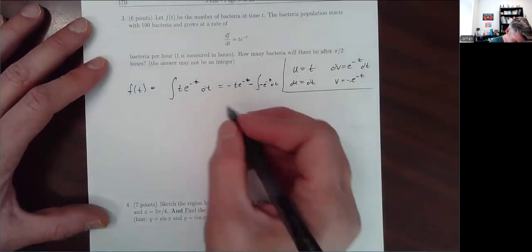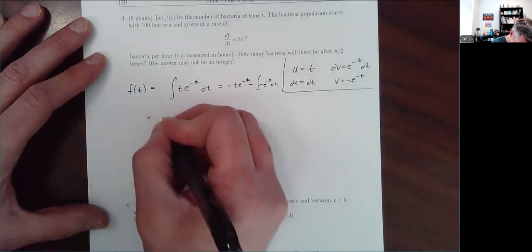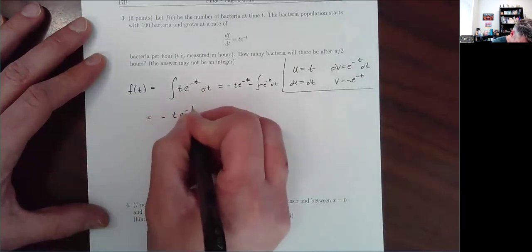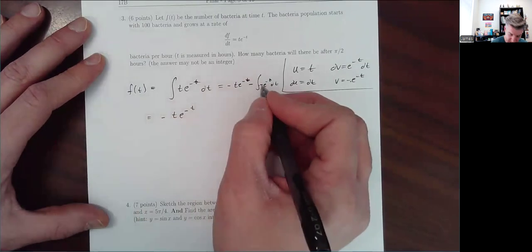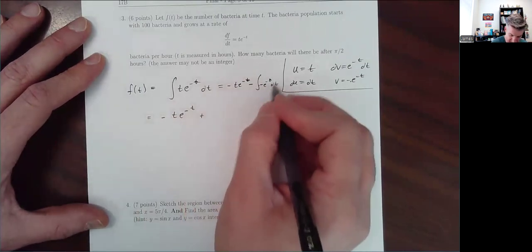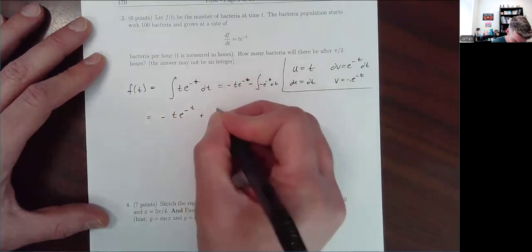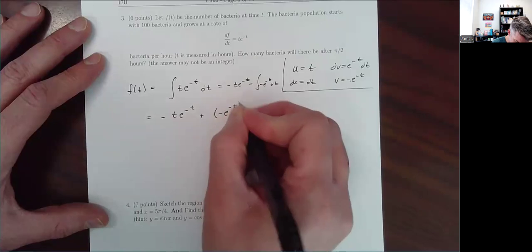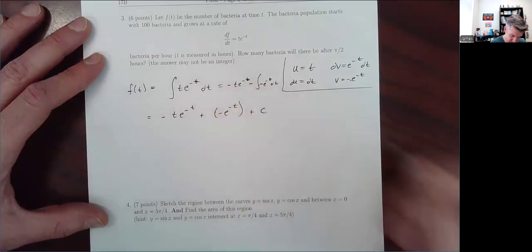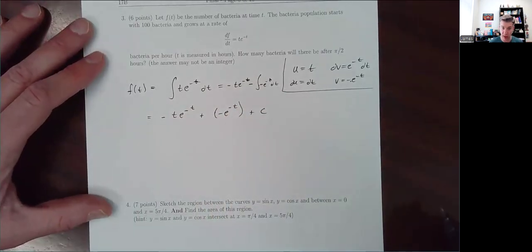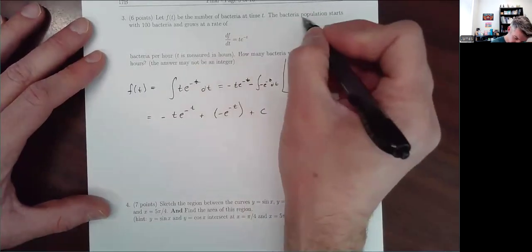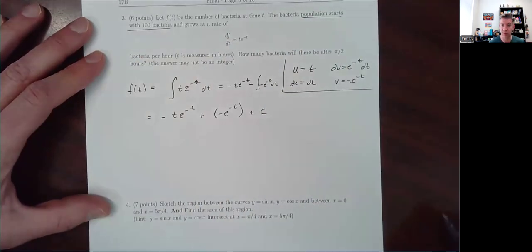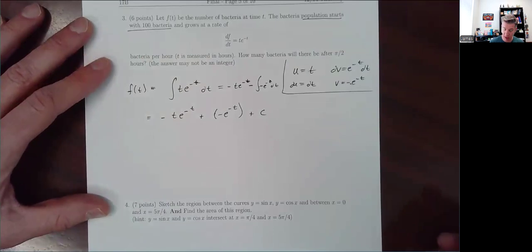That's a plus, so that's going to equal negative t e to the negative t, minus... is plus, but then it's the integral of e to the negative t, so it's minus e to the negative t plus c. Then we're going to use our initial condition where time is equal to 0 and f is equal to 100 to solve for c.